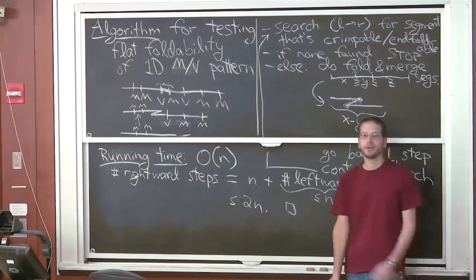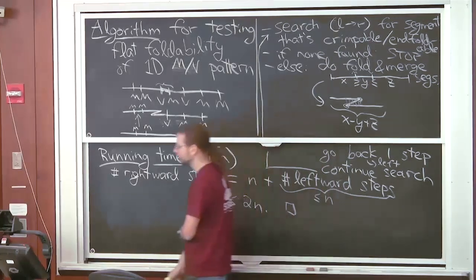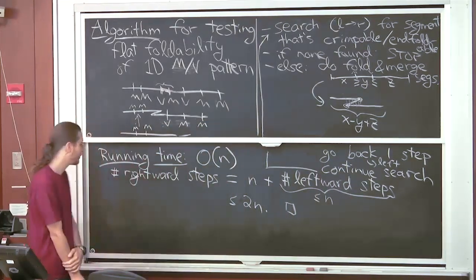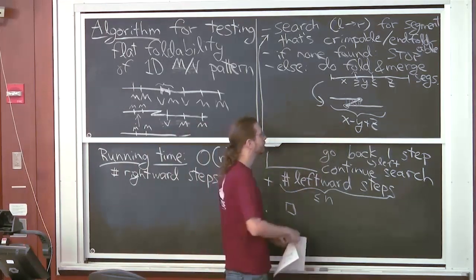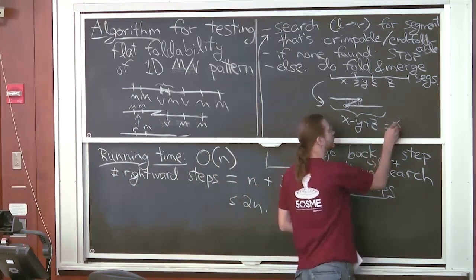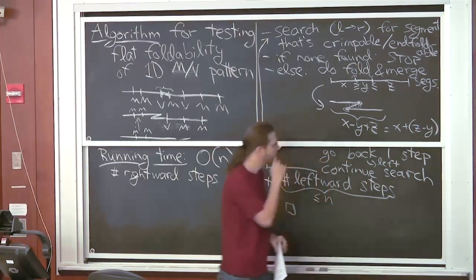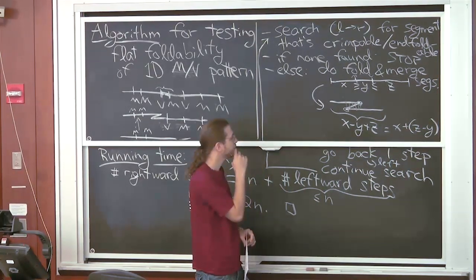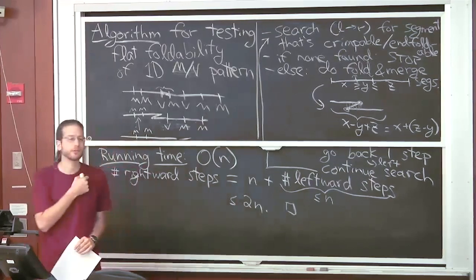Yes? Why do you need to go back a step? Because the segment that you labeled X, its new length is X plus the quantity Z minus Y, and Z is greater than Y. So it's X plus a positive number, right? So it's only increasing in length, not decreasing. Only increasing. But that's of interest, right?